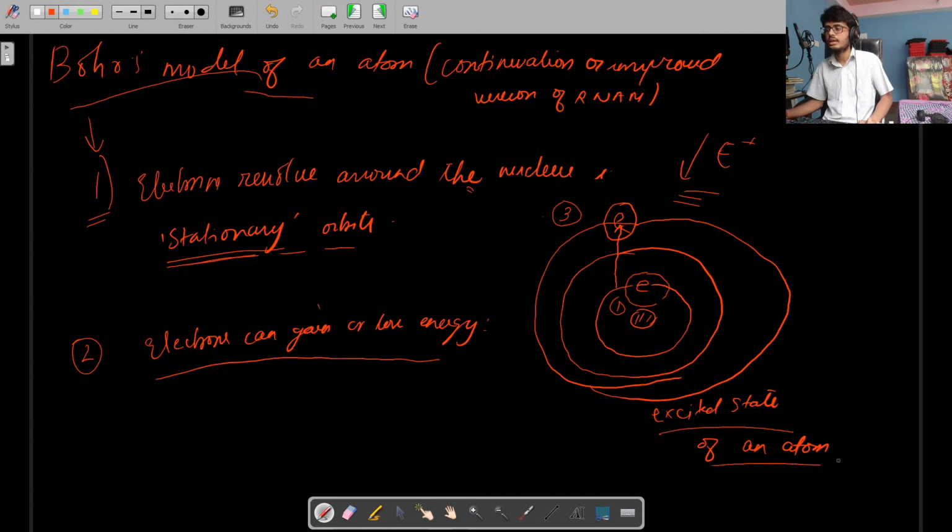So you can note this down. The excited state of an atom is the state in which one or more electrons leave their parent orbit and go to some other orbit. This happens due to some external factors. For this case, I'm telling energy. There can be some other external factors, but most of the time it will be energy only.